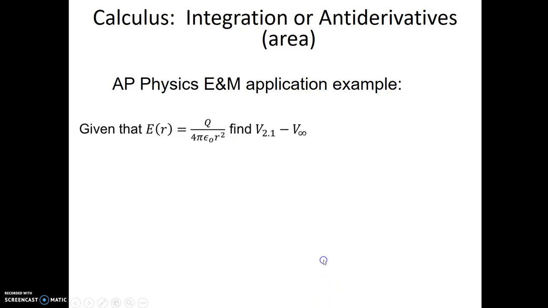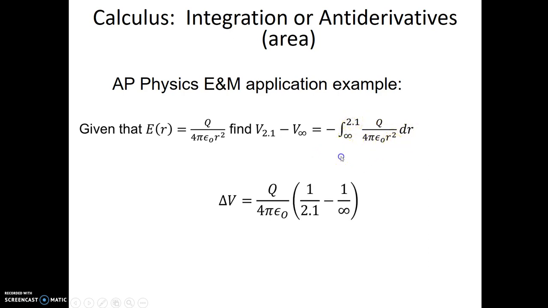Now, some of the more complex stuff you have to put in limits of integration. So let's say we have a point charge, and we're going to start at infinity, and we're going to move toward the point charge all the way to 2.1 meters. And I want to figure out what the change in voltage is from infinity to 2.1. Well, that would be equal to this integral, the integration from infinity to 2.1 of q over 4 pi epsilon naught r squared dr. So when I integrate this, the q over 4 pi epsilon naught, that's a constant that can come out front. And so really I'm integrating dr over r squared from infinity to 2.1.